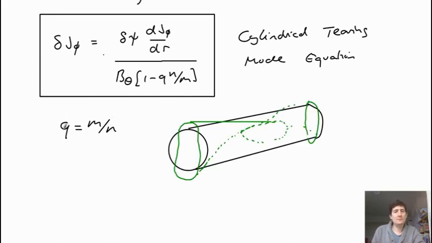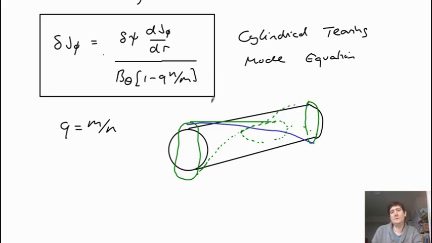So what's happening when q is equal to m over n is, if you have a perturbed flux surface, here the green is an m equals 2, and this perturbation is twisting around. I've tried to draw it so it's vertical here, then twists sideways here, and then back to vertical there. If the pitch of this perturbation follows the field lines, so the magnetic field is also following the same pitch, then this is a resonant condition.